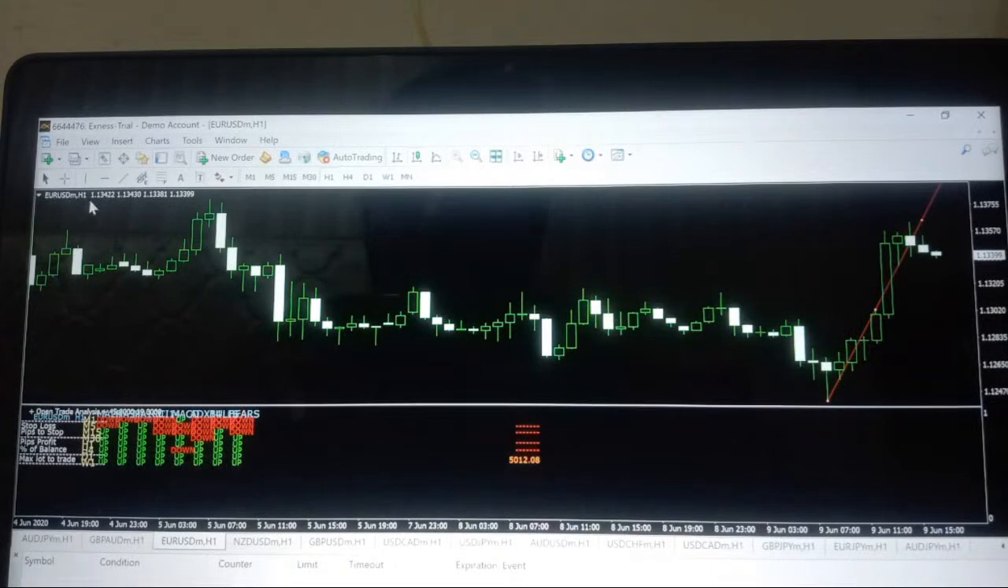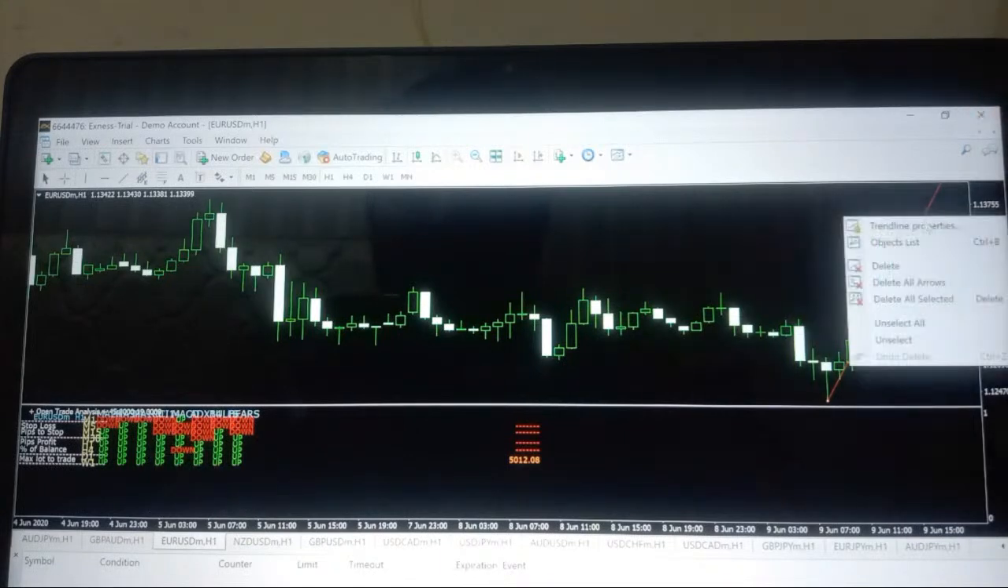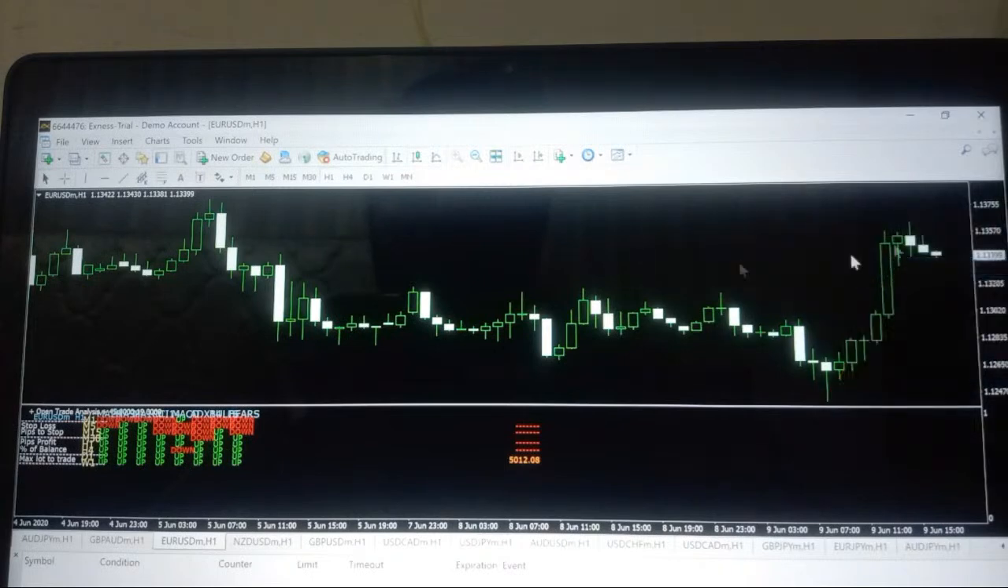I'm currently on a Euro USD chart, and it is telling us that currently we are in the upward direction. Some people can ask, when it's in the upward direction, why for the last 2 to 3 hours is Euro USD making a downward pattern?